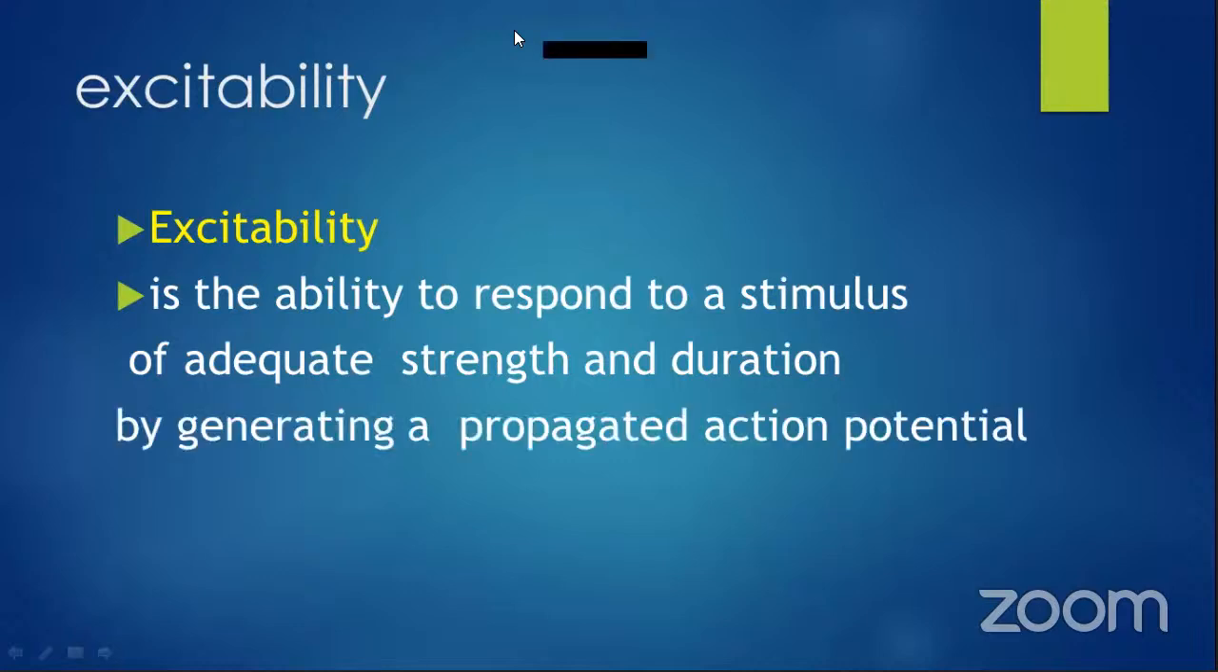So in the cardiac conducting fibers, it is by generating a propagated action potential. Then what is a stimulus? It can be mechanical, electrical, or chemical. It is anything that elicits a response. It is any event or force which, when applied to an excitable tissue, produces a characteristic response. That is a stimulus. So excitability is the ability to respond to a stimulus.